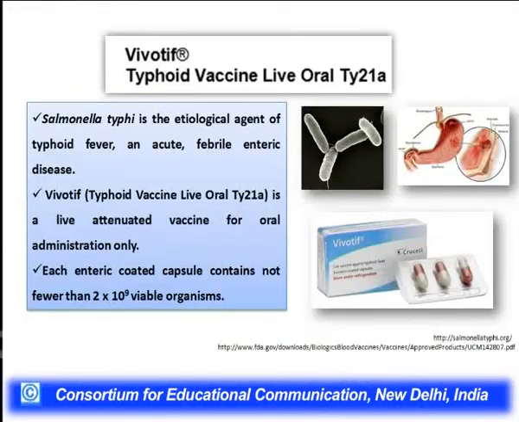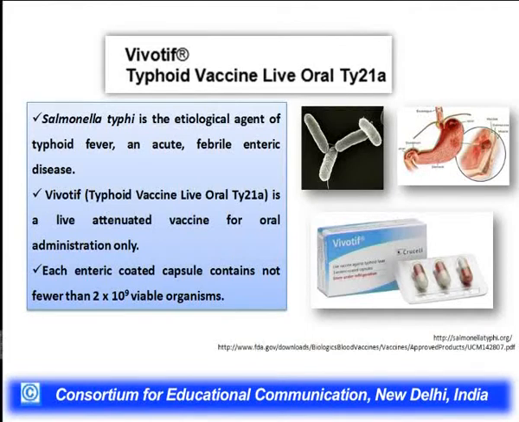Now, the next vaccine which comes into the picture is the typhoid vaccine. The typhoid vaccine, live oral, is called Ty21a. Typhoid is basically caused by an agent called Salmonella typhi. It is an acute febrile enteric disease. The vaccine developed here is a live attenuated form of the vaccine. It is called Vivotif, the typhoid vaccine live oral. It is a live attenuated vaccine for oral administration only.